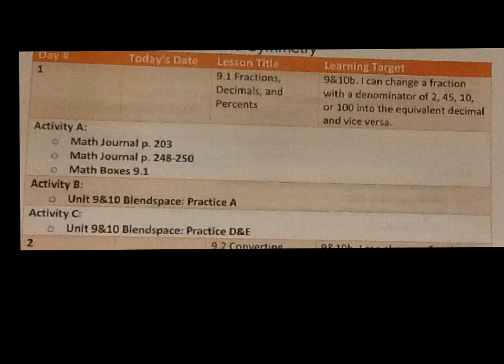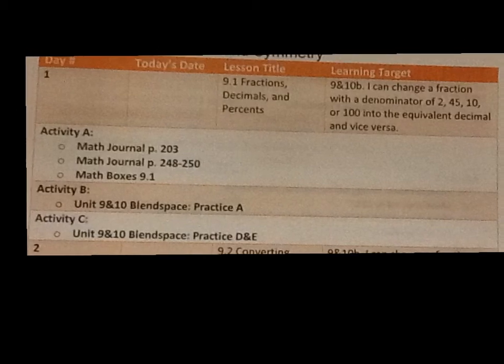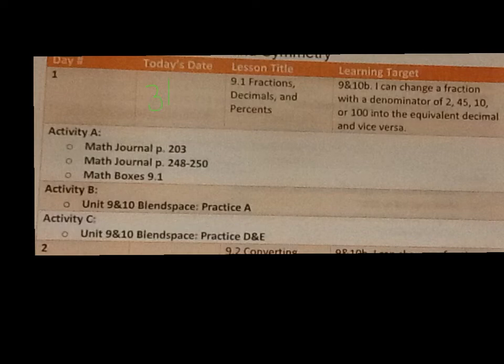I've noticed that lately some of us have been getting lazy about using our learning journeys, so I would like everybody to take theirs out right now and make sure we put in today's date at the top. So everybody should have 3/27. And we need to make sure that we have this out as we're doing our math so that we can check off everything as we go. Everyone already did page 203, so we should check that off. And we did 248, but we still have to do 249 and 250. And we also need to make sure we finish math boxes 9-1.